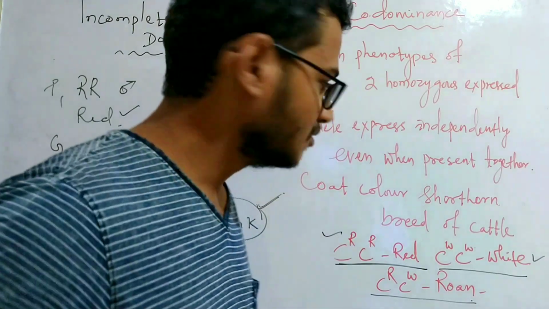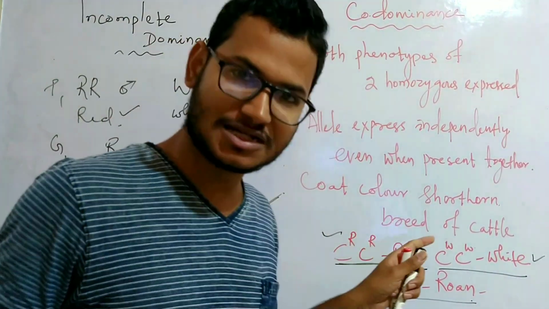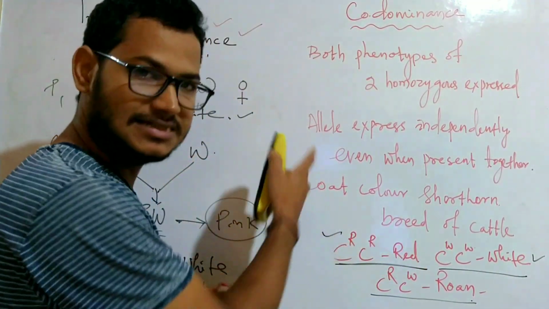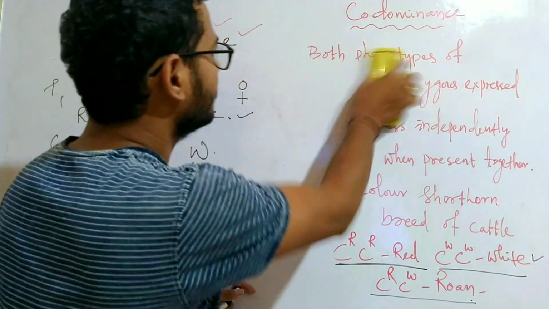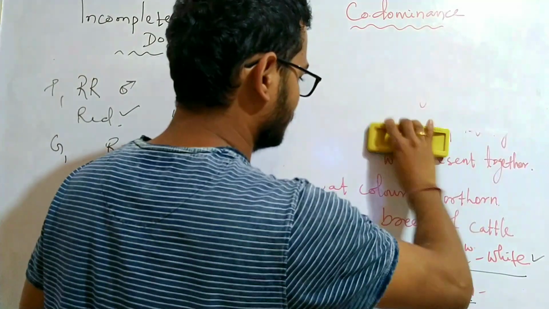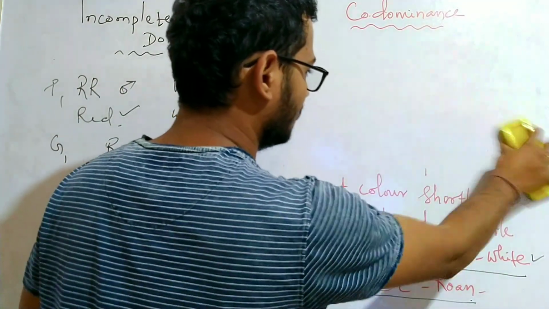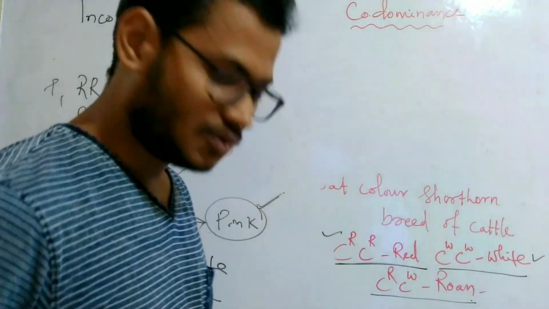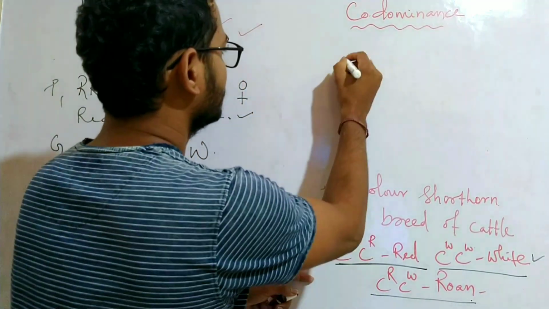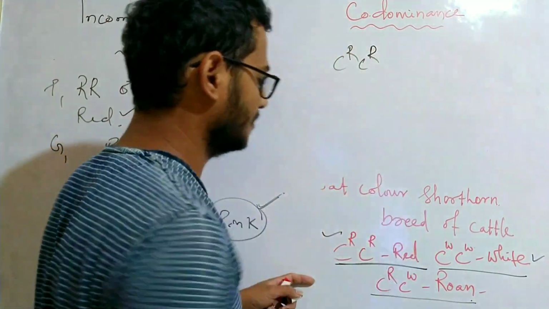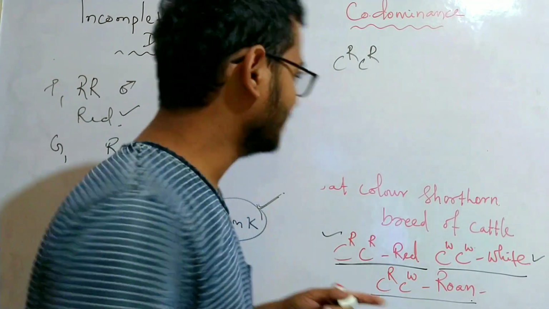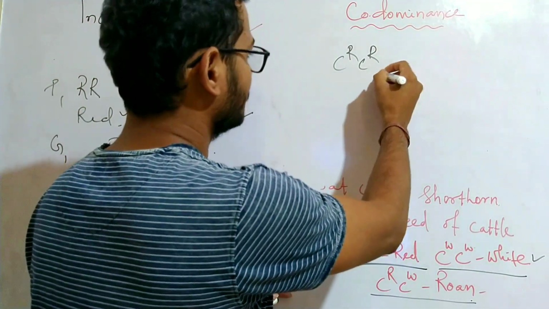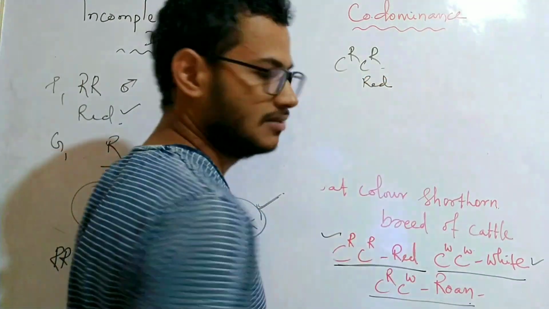Let's see what the difference is between incomplete dominance and codominance; we will study that later on. Look at the board and let's see how codominance is found in the southern breed of cattle. Here we have CR representing the red hairs on the surface of the body of the cattle. CR represents red hairs.